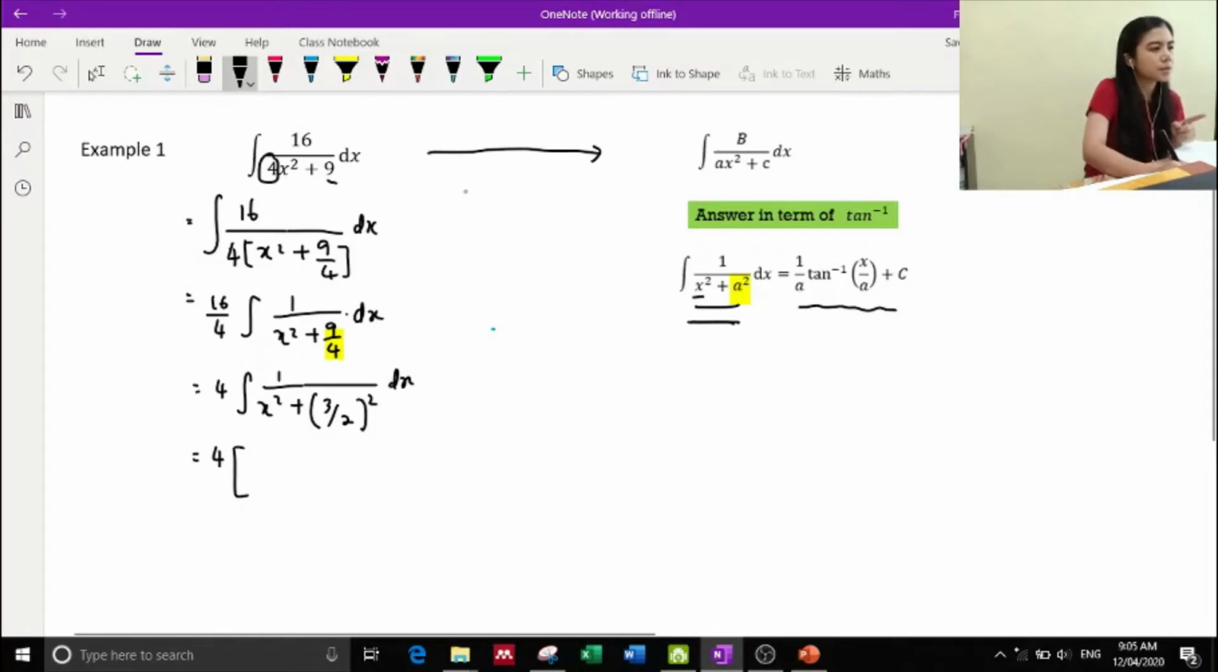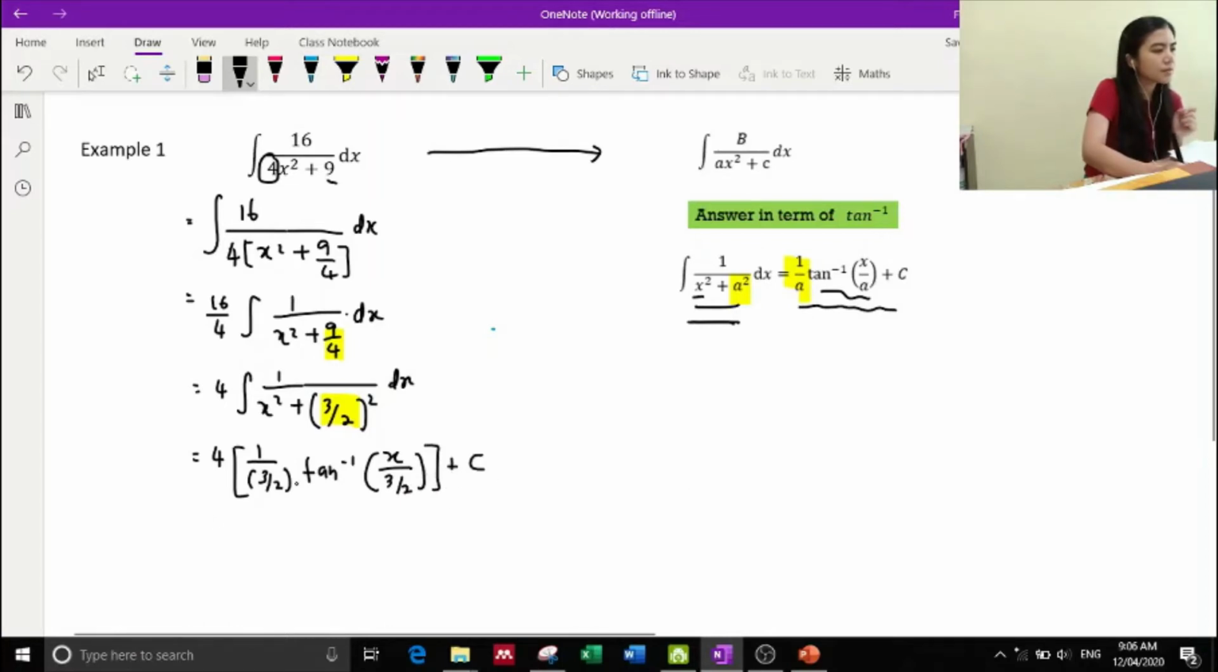The formula says that you will have 1 over a first, 1 over a. So what is your a? Your a is 3 over 2. So you will have 1 over 3 over 2. And we have the tangent inverse here. So we have tangent inverse, and we have the x over a. Your a is 3 over 2. And then we have plus c here.